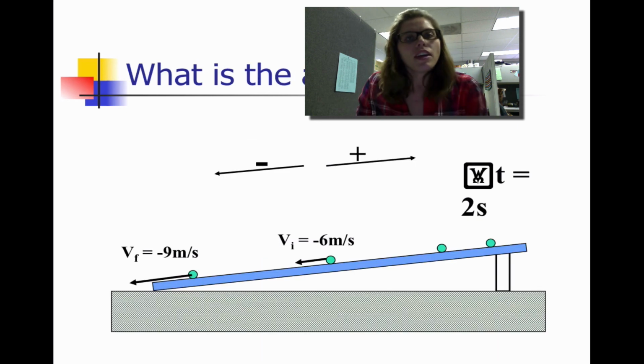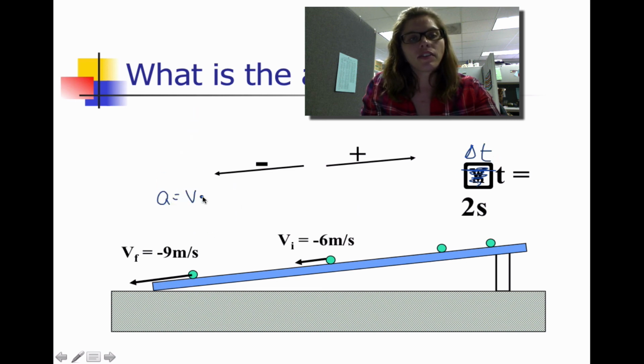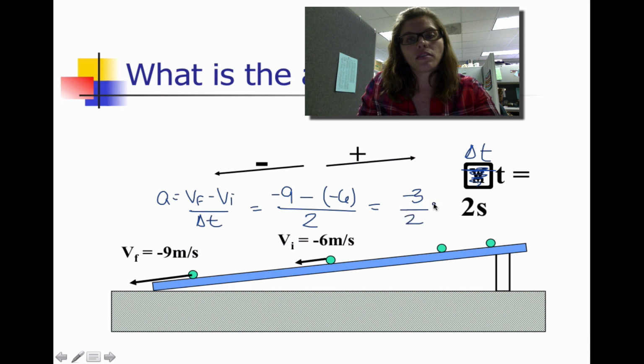Okay. So what is the acceleration of this? Ooh, this should be a change. Let me fix this. The change in time is 2 seconds. So remember that acceleration is final velocity minus initial velocity divided by change in time. So final velocity is -9 minus a -6, because the ball is rolling down the ramp and down is negative. Change in time is 2 seconds. So this would be -3 over 2 meters per second squared.